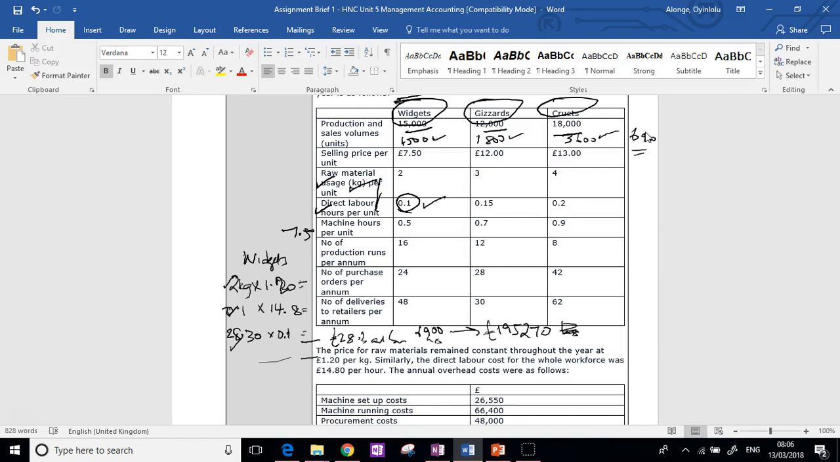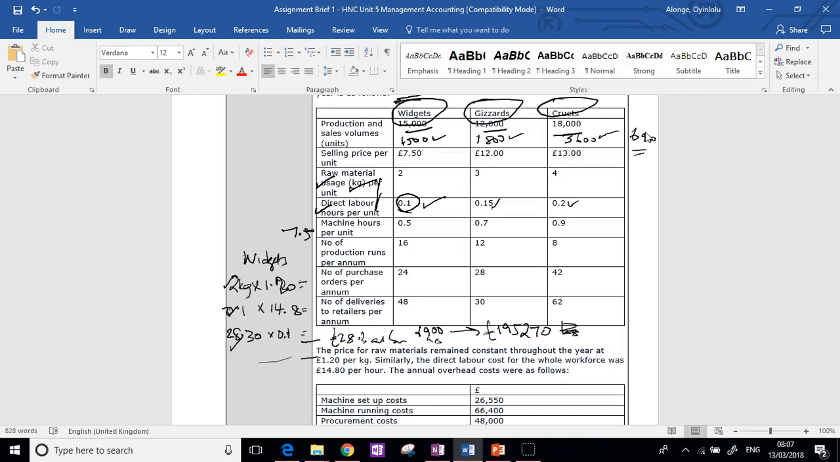So with this mindset, now that you know this is £28.30 an hour, you can find the absorption cost in terms of the overheads for gizzards and for cruets, and just add in the raw material cost, which will be 3 kilograms times £1.20, and 4 times £1.20, and the labor, 0.15 times £14.80, and 0.2 times £14.80. Just do the same thing, put that in the table, and you're there for your full cost.